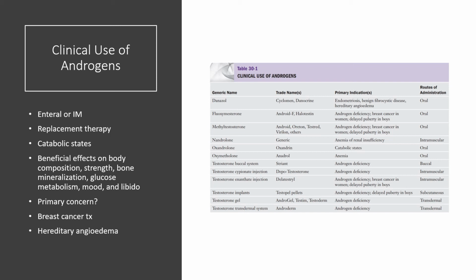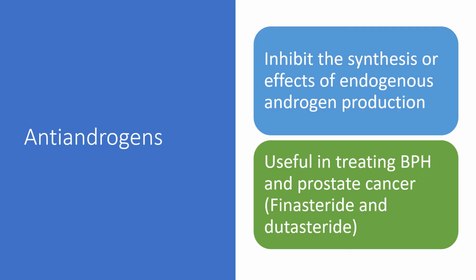So in this chart on the right-hand side of the screen, you can see all these different types of androgens. They're all some type of testosterone derivative in some form or the other. The big thing I want you to know is testosterone is the main androgen that is given for hormone replacement therapy in the catabolic states and to treat particular types of breast cancer. And we also have anti-androgens. These inhibit the synthesis or the effects of endogenous androgen production. The anti-androgens are useful in treating prostate cancer and other conditions that are aggravated by excessive androgen production.